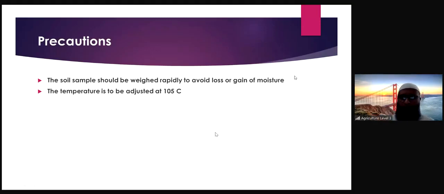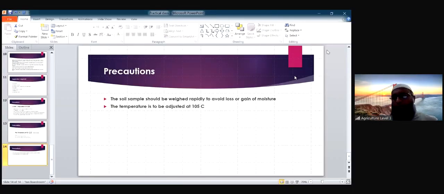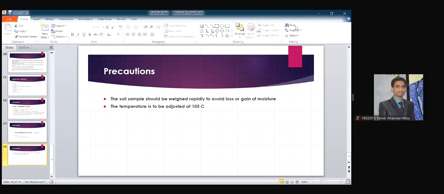Okay. Have you got it? The only new thing we learned from this experiment is what is meant by field capacity condition. Is it clear? Okay. Any question?